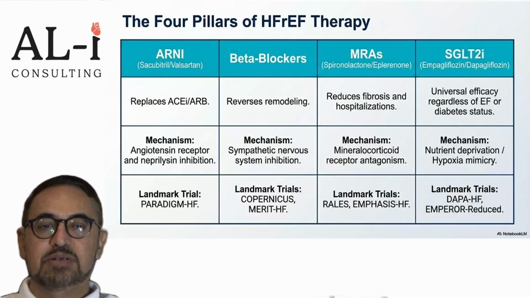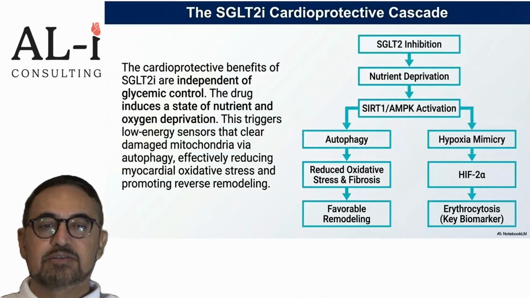Fourth are SGLT2 inhibitors, which have broad efficacy regardless of diabetes status. They should be introduced early and move toward target doses as tolerated. When used together, they produce additive benefit. The benefit of SGLT2 inhibitors is not simply glucose lowering.